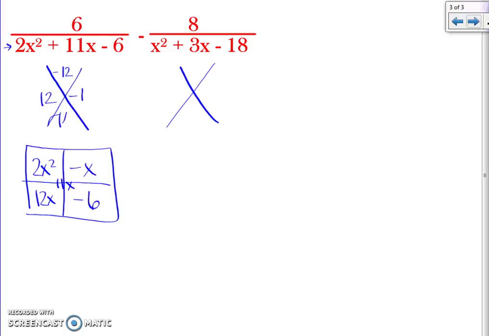And now we take out what we can. So what's in common with these two? What's in common here? Here. And here. Negative 1. Okay. We'll get that written down in a second. So over here we've got negative 18 and 3.